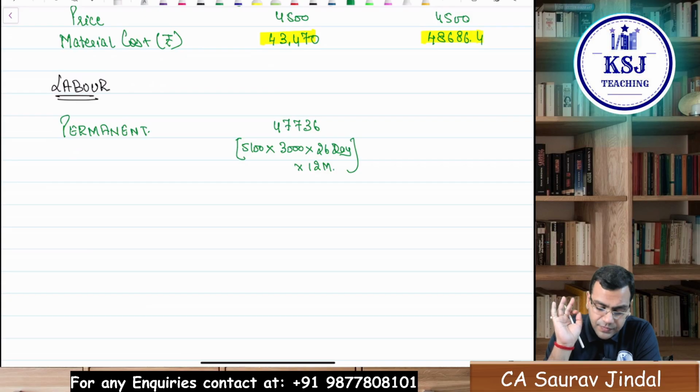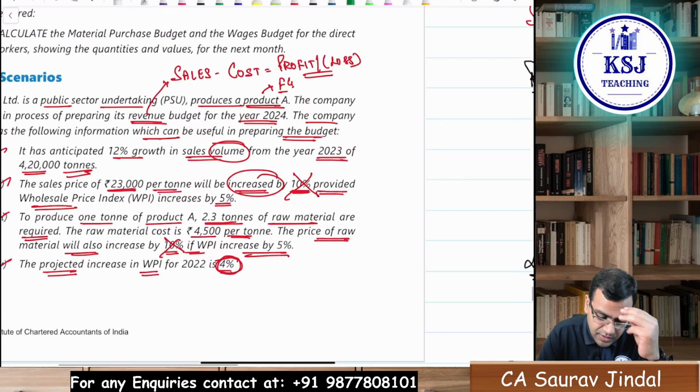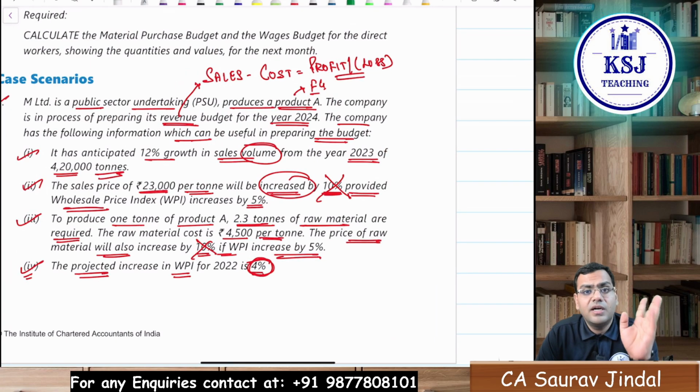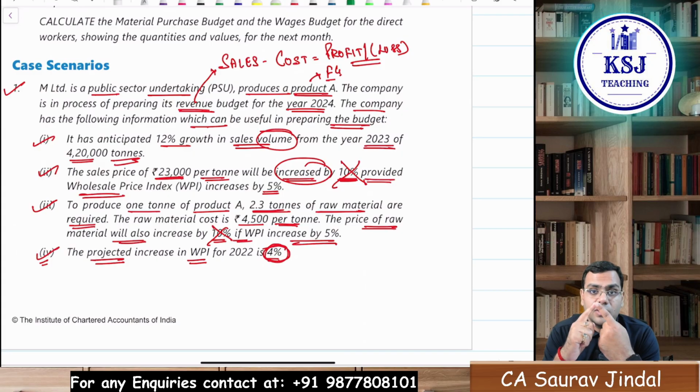Clear with this? In the second part, for the next year, they are saying that we anticipate these wages will be revised from July. For the year 2024, they are talking about 1st of January to 31st of December. Otherwise, if it is from April to March, they will write 2023-24, 2024-25.